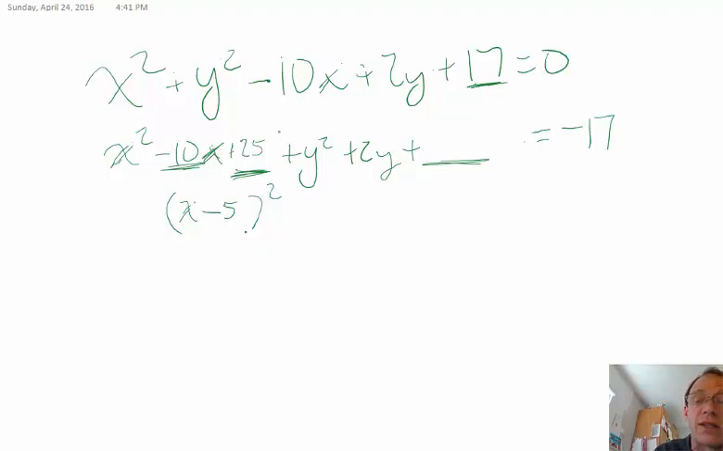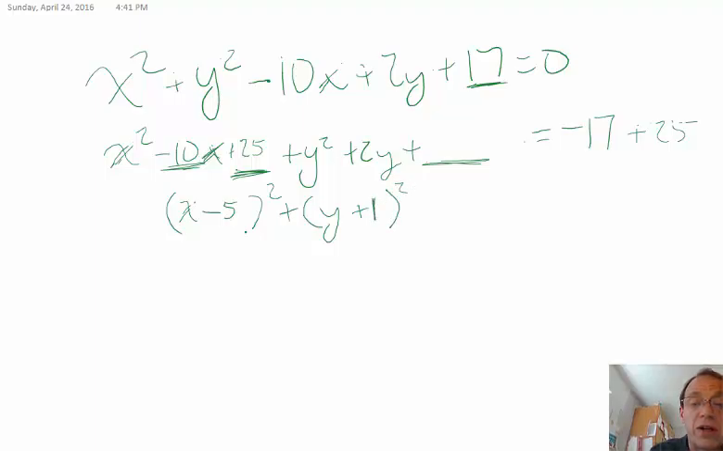Now, if I'm going to add it to this side, I also have to add it to this side. Same thing is true for the y part, and there's a plus there, so y plus half of 2 is 1 squared. And now I have to add that 1 to both sides to get something that looks like that. And now I can add those terms together, and negative 17 plus 25 is 8, plus 1 is 9. Now that works out for us because 9 is a perfect square.